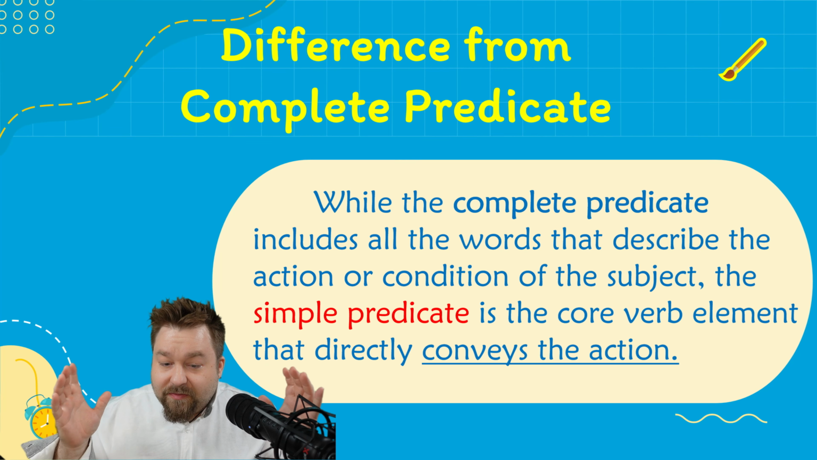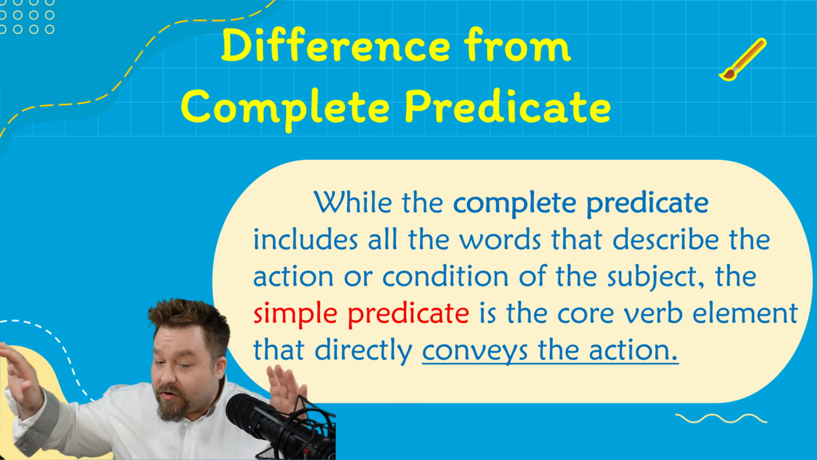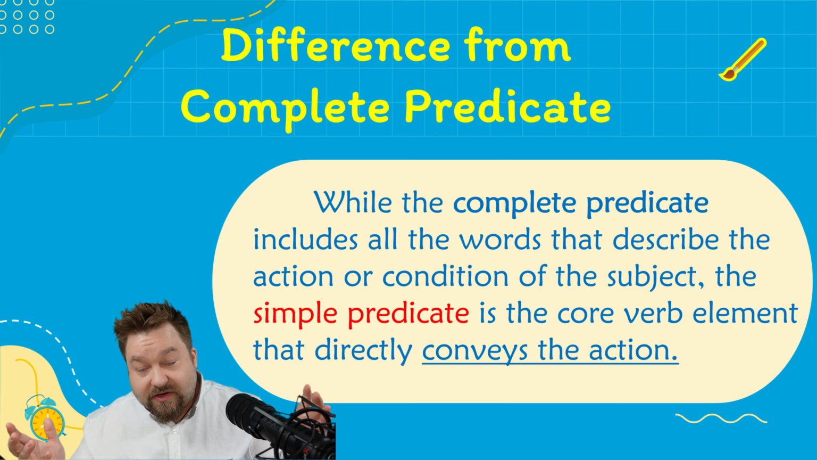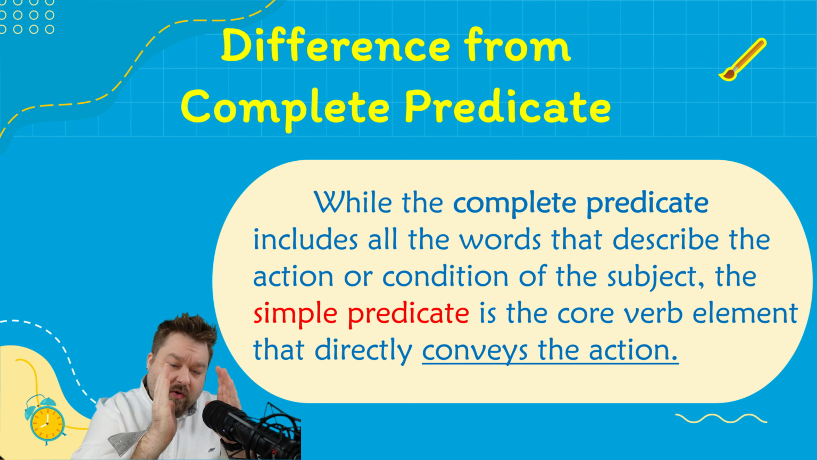Let's make it simpler, okay? Let's ask ourselves, what is the complete predicate and what is the simple predicate? Let's think about what's the difference, okay? The complete predicate includes all of the words that describe the action or the conditions of the subject, okay? So basically from that verb all the way to the end. Okay, so this is our complete predicate. If this was our verb, and this was the end of the sentence, period, exclamation point, whatever, all that's our complete predicate, okay?